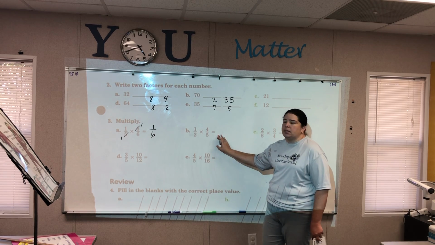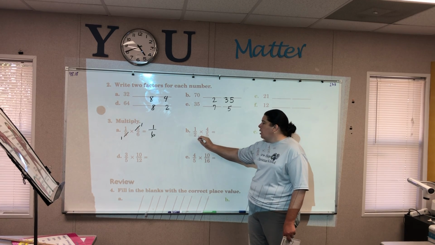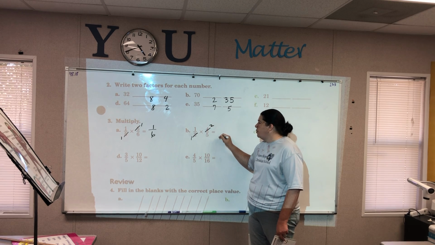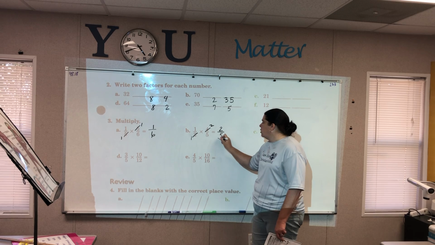Do you remember here how to cancel? I can't cancel 1 and 5, but I can cancel 2 and 4. When I divide them both by 2, I get 1 and 2. And 1 times 2 is 2, and 1 times 5 is 5.